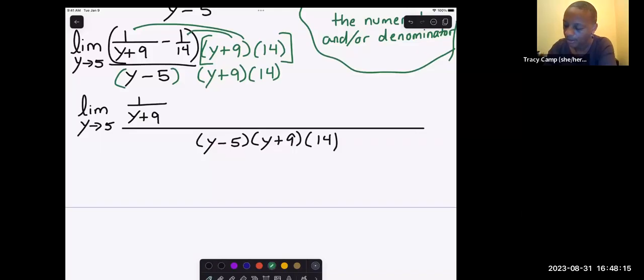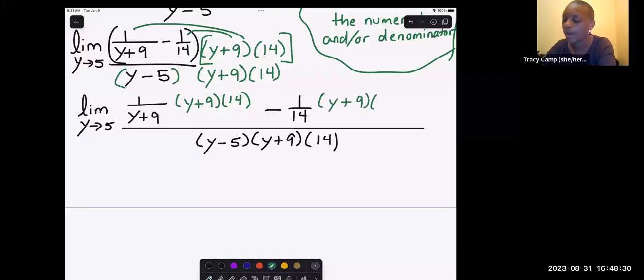And I get y plus 9 times 14. And then this is minus, and now I'm distributing it to the 1 over 14. So I have y plus 9 times 14. So I have to distribute it to both of them, right? And in the denominator, I'm just leaving things as they are.